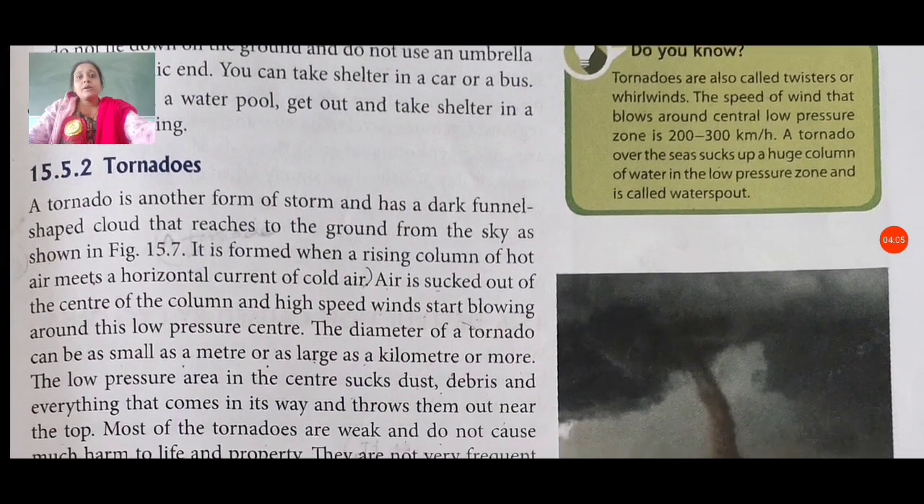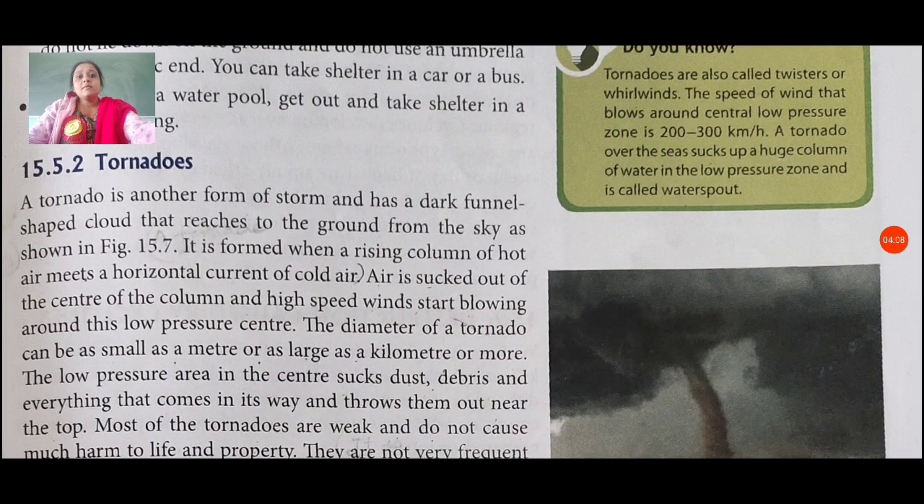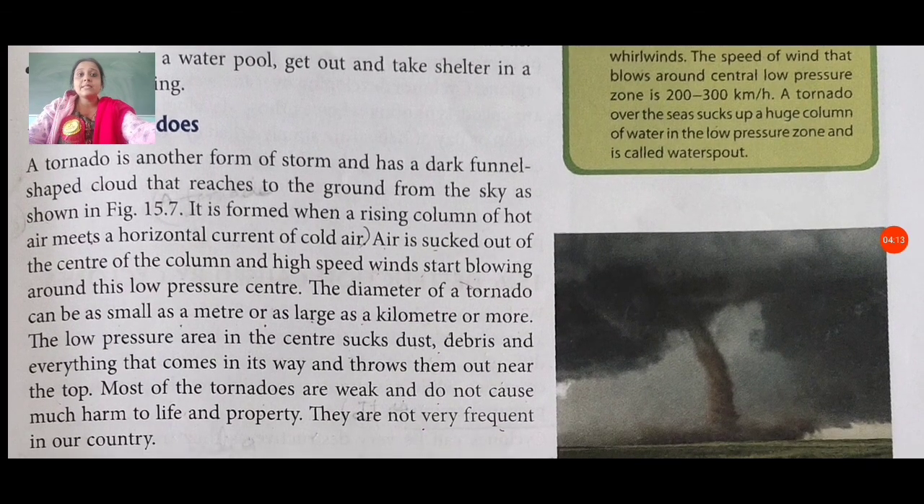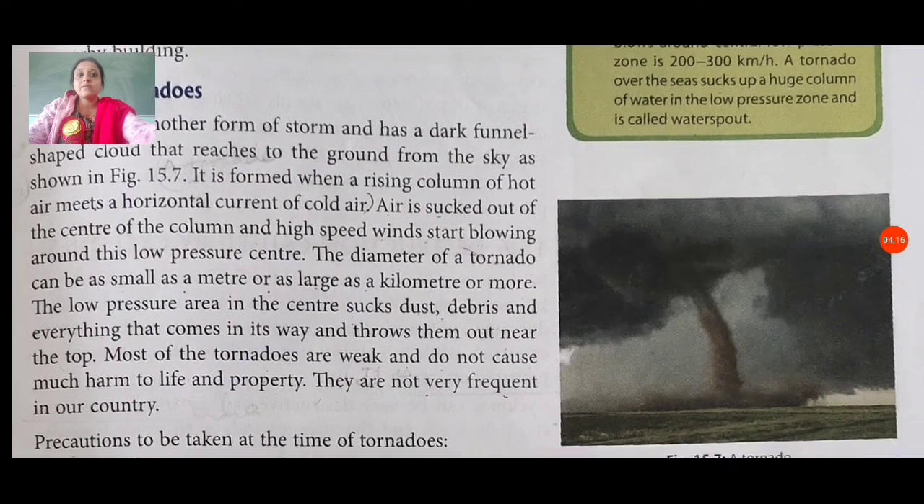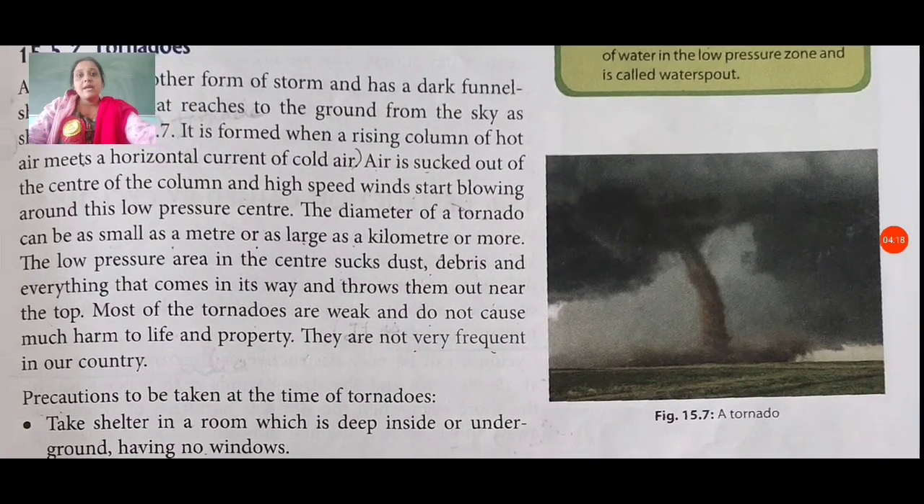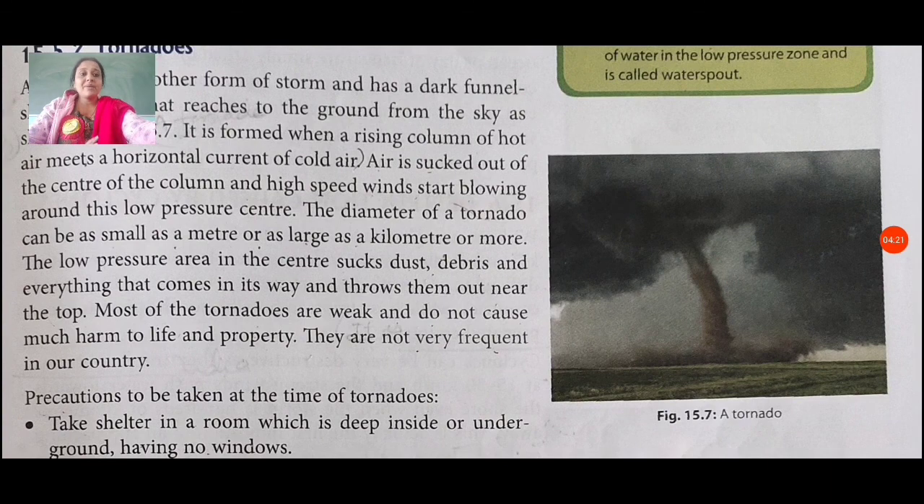Now, tornado. A tornado is another form of storm and has a dark funnel-shaped cloud that reaches to the ground from the sky, as shown in figure 15.7. This is also one type of storm. It is formed when a rising column of hot air meets a horizontal current of cold air.